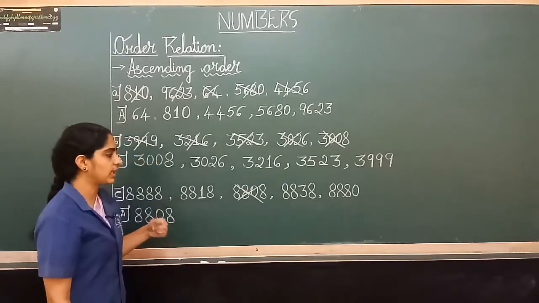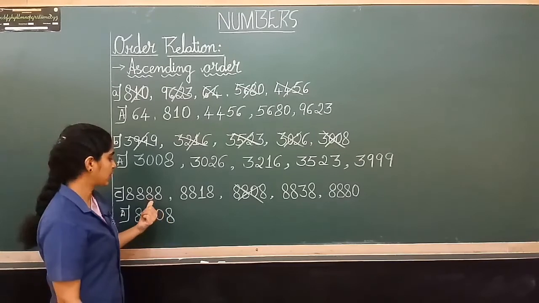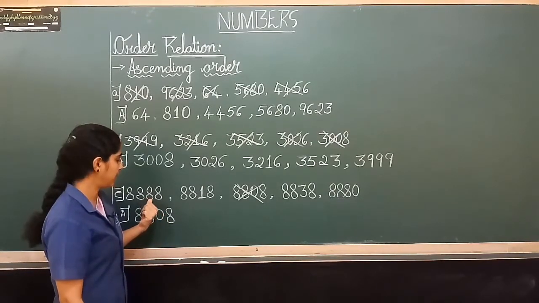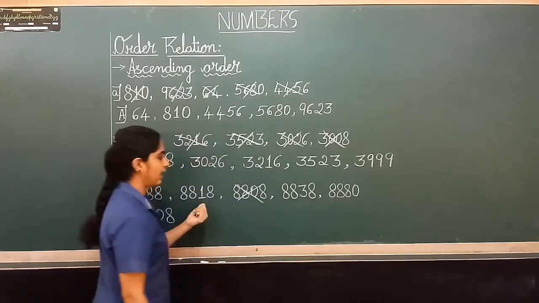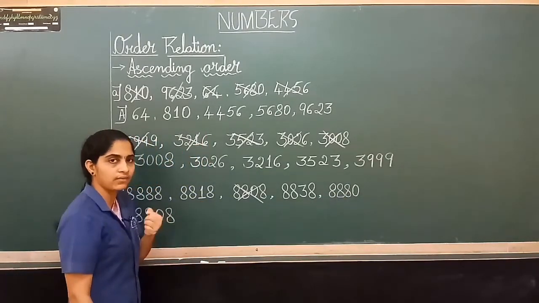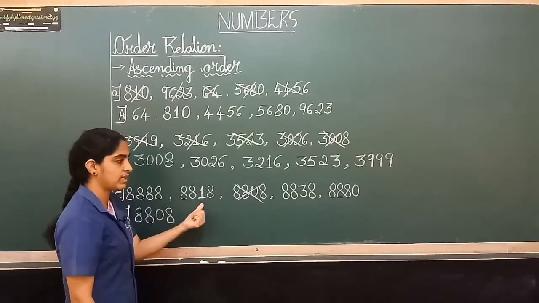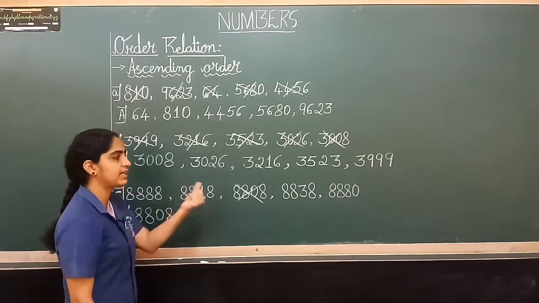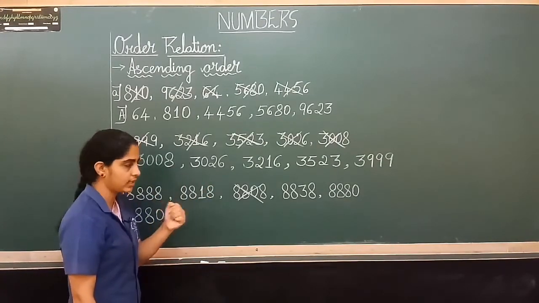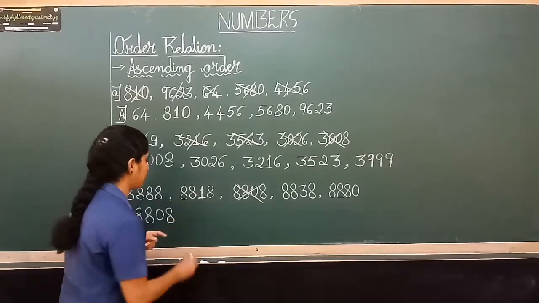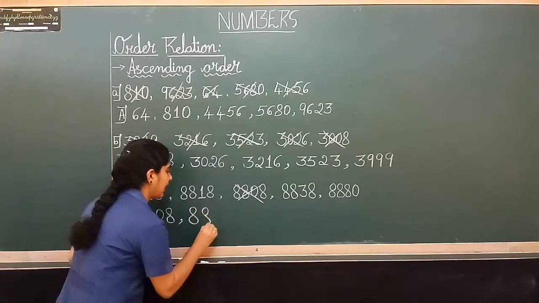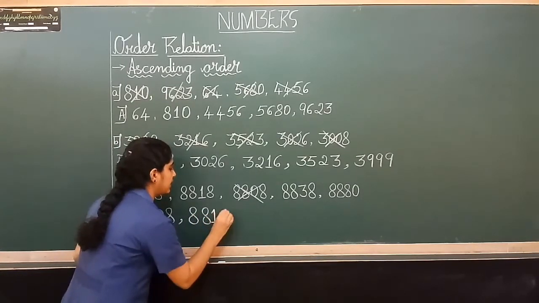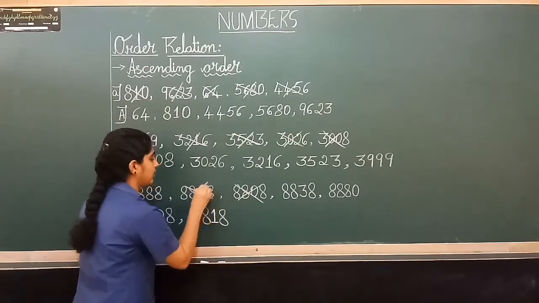Now, let's move to the other digits. So, if you see the third digit, same. Here we have 8, 1, 3 and 8. Again, in this one, which is the smaller one? Yes, 1 is smaller compared to 8, 3 and 8. Right? So, this is the next smaller number. We have to write this number next. 8818 is the next smaller number.